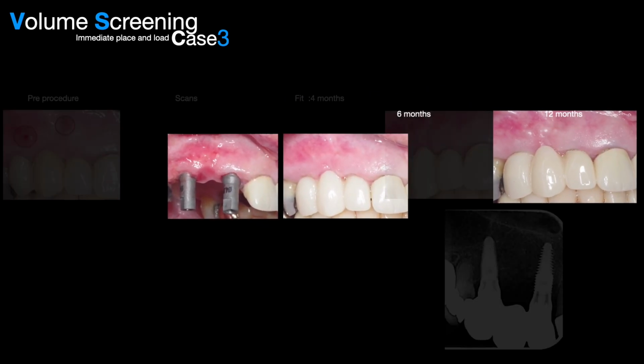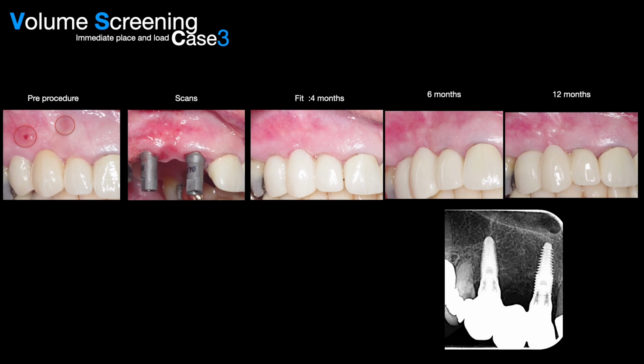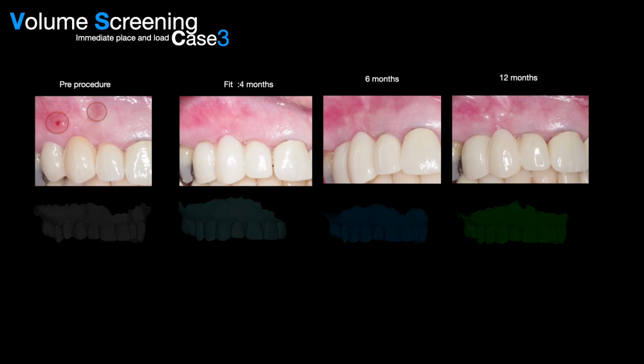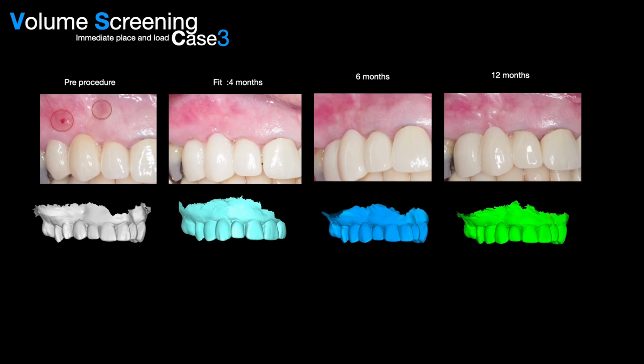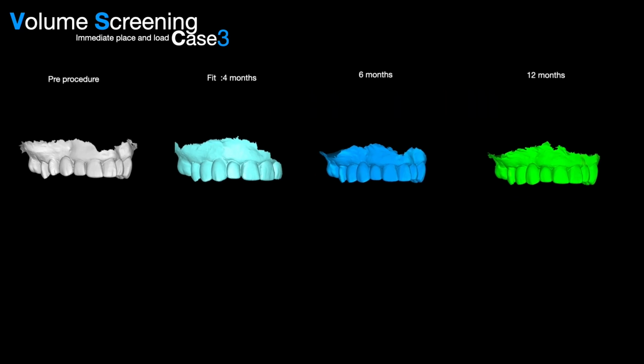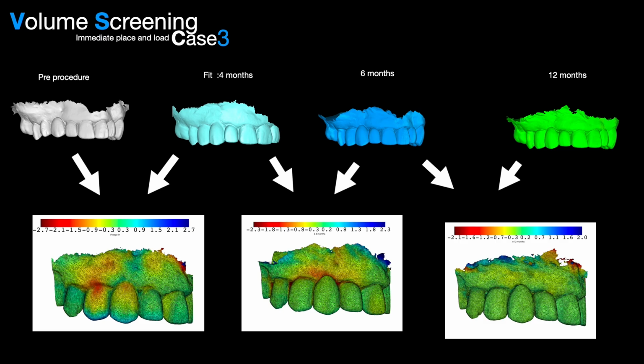So let's see how the volume looks. This is the X-ray. We've got 2 sites of inflammation shown, 4 months, 6 months, and 12 months. We've got 4 scans. And what can we see?